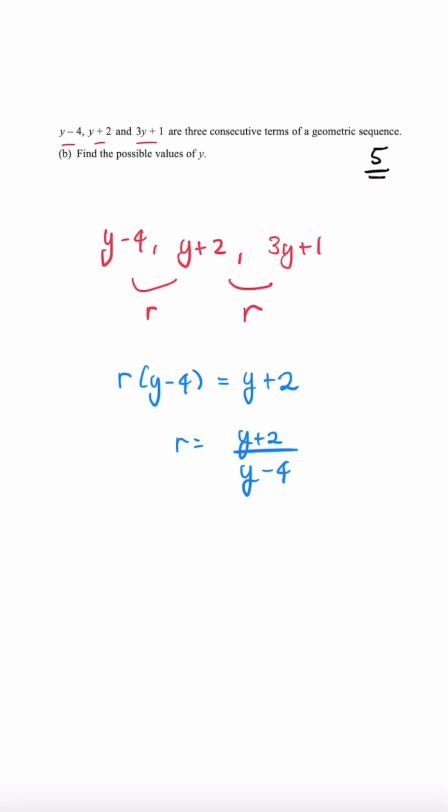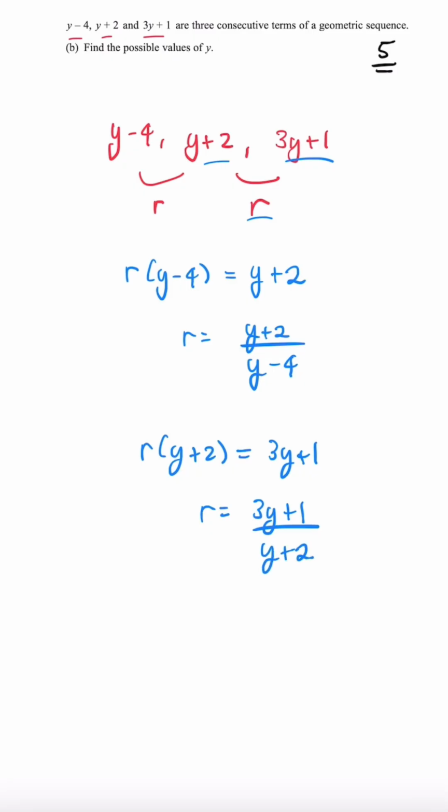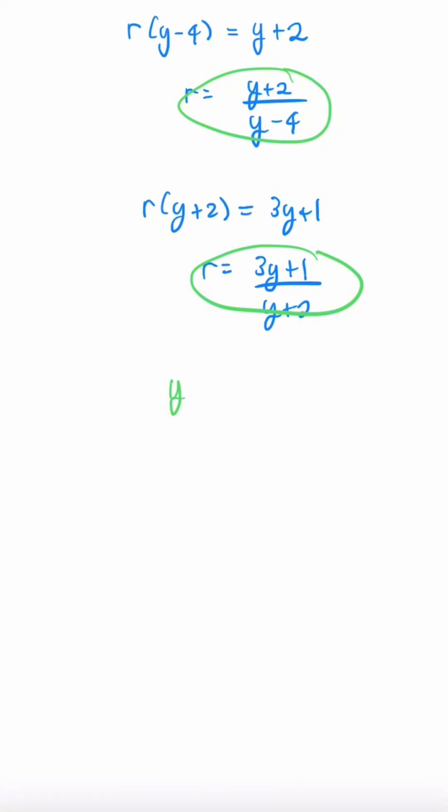Now let's take a look at the second and third term. Well, if we multiply that second term of y plus 2 by r, we're going to be left with the third term of 3y add 1. If we rearrange this, we get r equal to 3y add 1 over y add 2. We can now see we've got two values for r, so we can make these equal and solve for y.